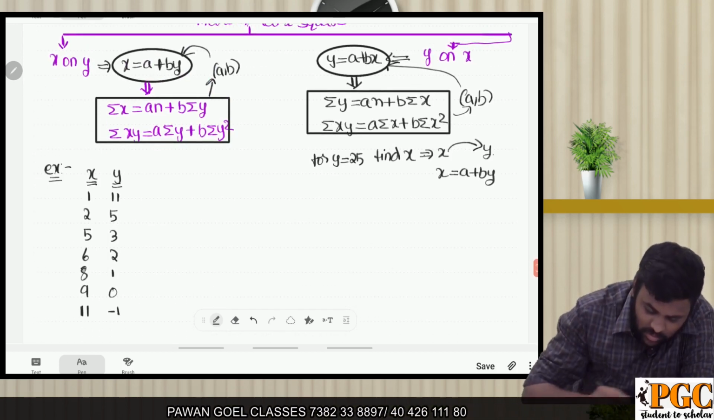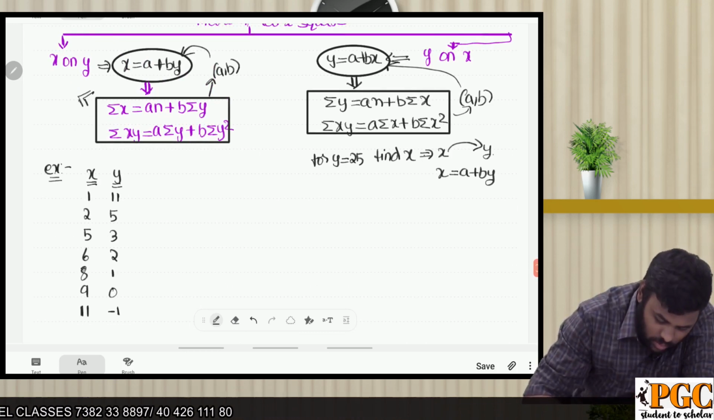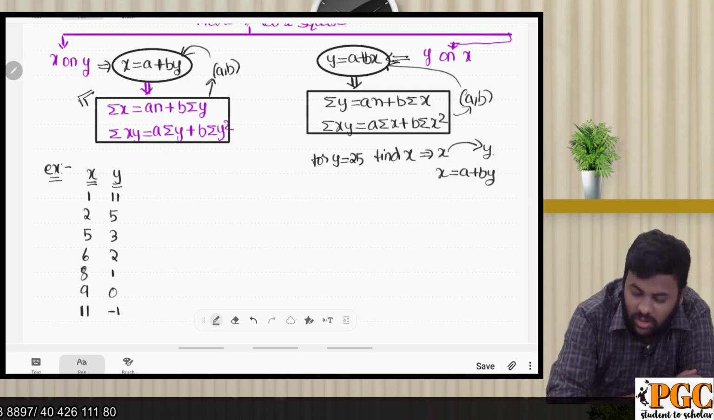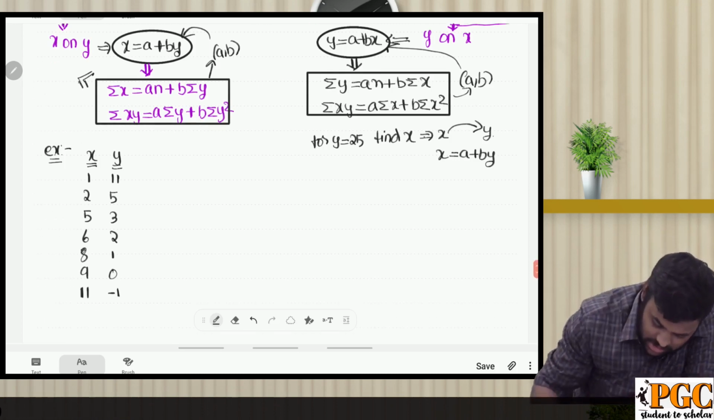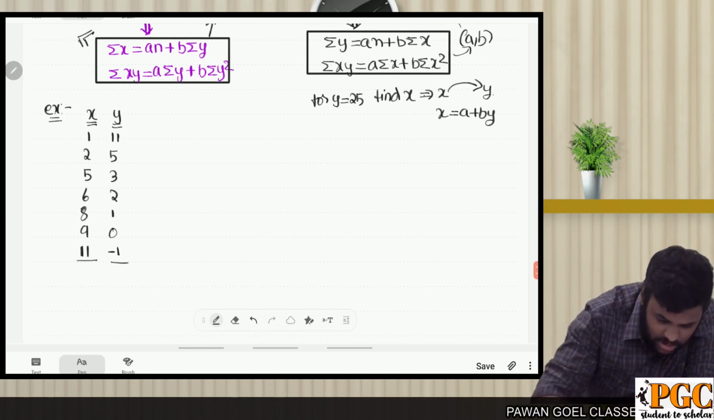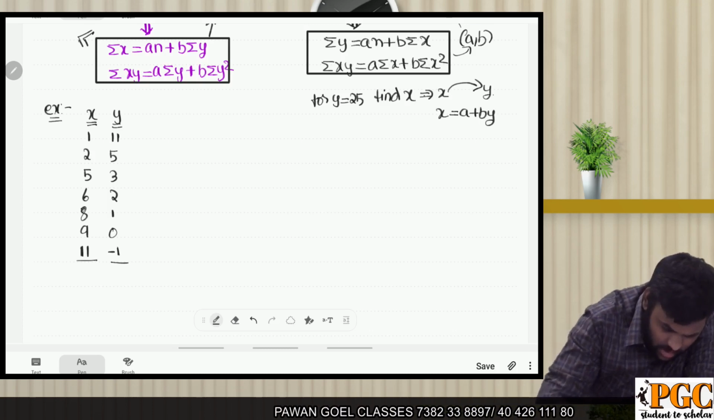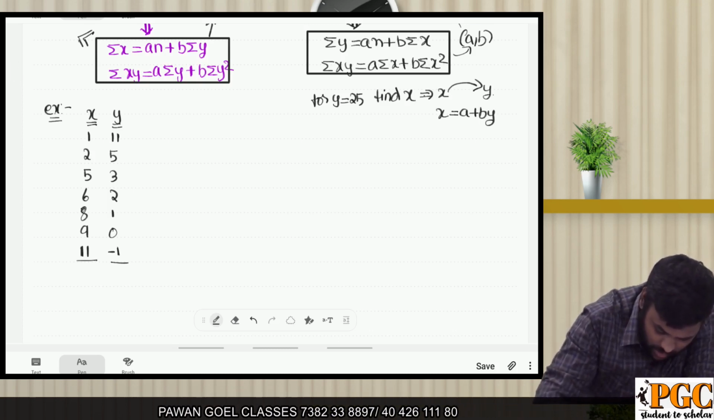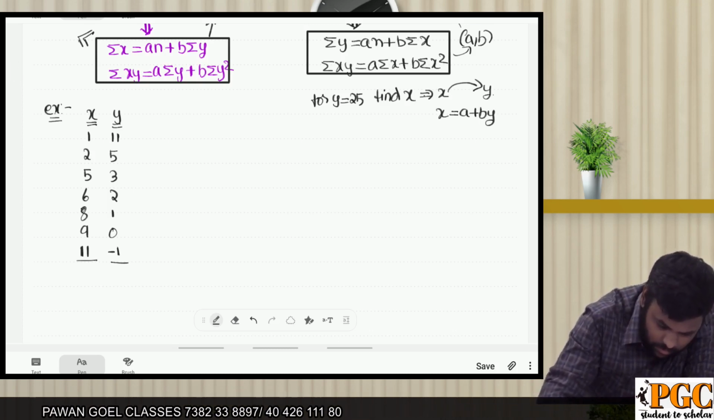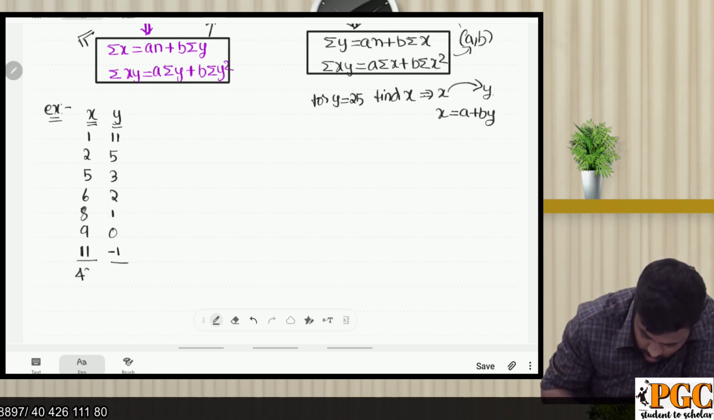Now if I want to get x is equal to a plus by, I am supposed to develop two further equations, right? Now let us develop those two equations. You require the value of summation of x and summation of y. What is the value of summation of x, my dear friends? 1 plus 2 plus 5 plus 6 plus 8 plus 9 plus 11, which is supposed to be 42.